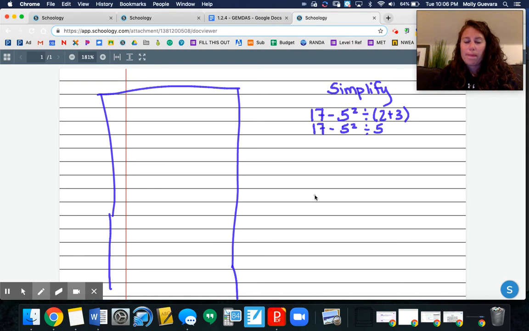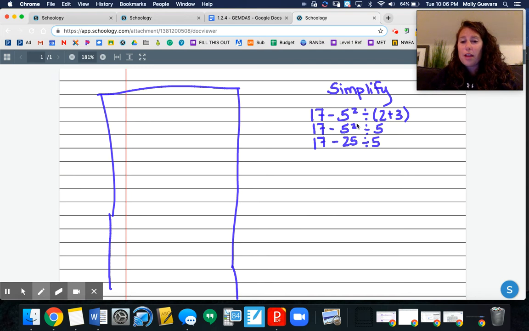Good? Okay. Now the next thing in my order of operations is exponents, which is right here. I have this 5 squared. So I have 17 minus 5 squared is 25 divided by, again, notice each step is on a different line, so I'm staying organized.